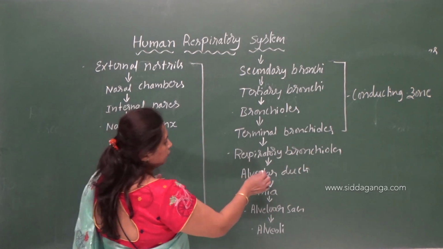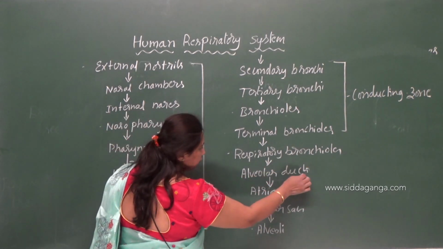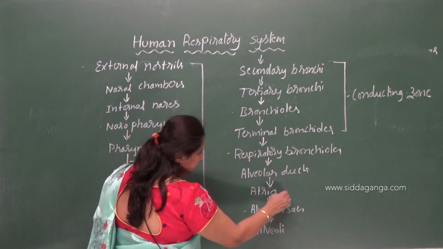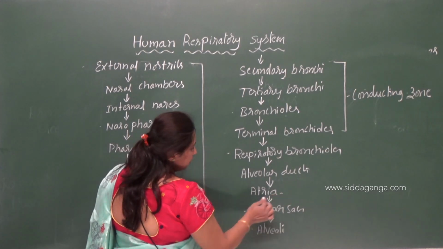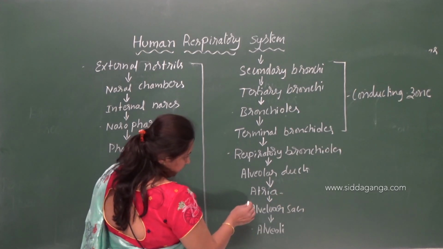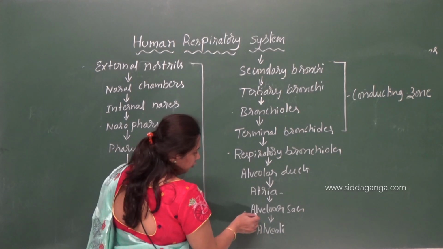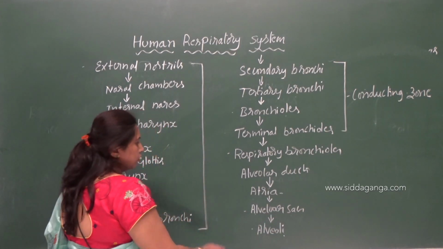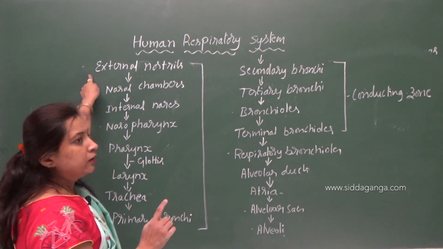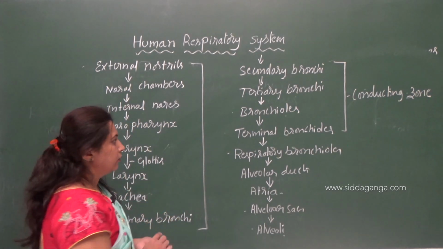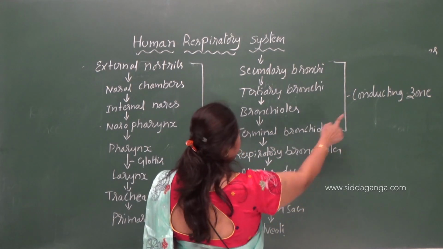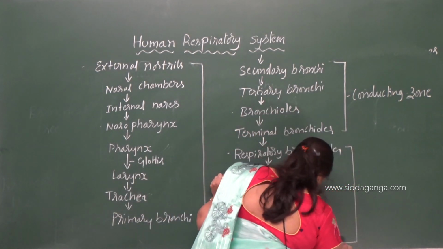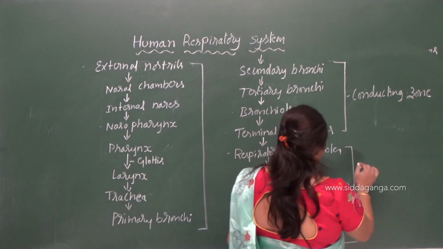The respiratory bronchioles divide repeatedly into the alveolar ducts. Alveolar ducts open into atria. These are the expanded passages. The atria open into the alveolar sac, and finally the alveoli. Okay. So this is about the respiratory tract. I said up to terminal bronchioles is the conducting zone, and from respiratory bronchiole up to the alveoli, this is the respiratory zone.